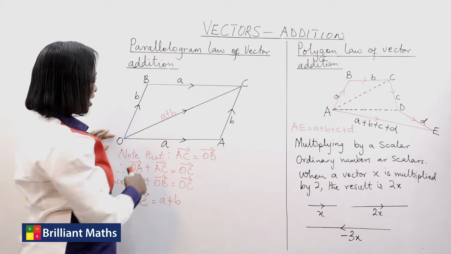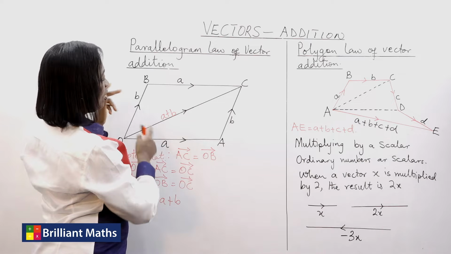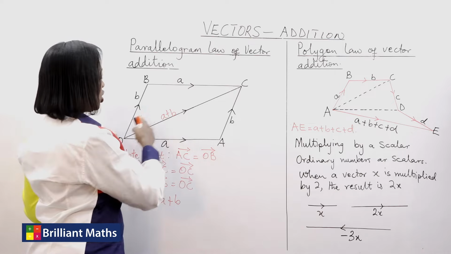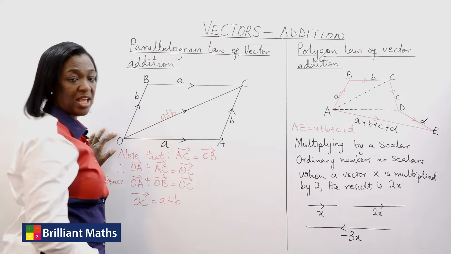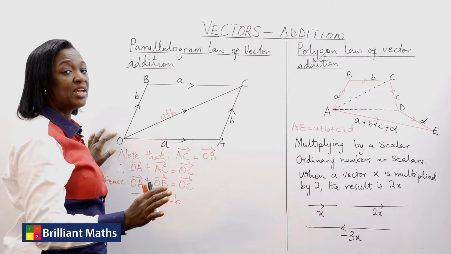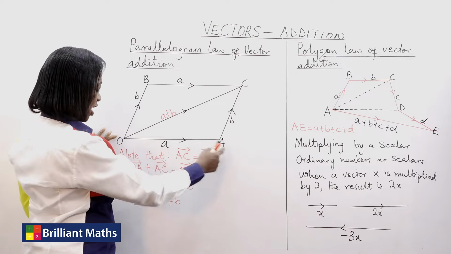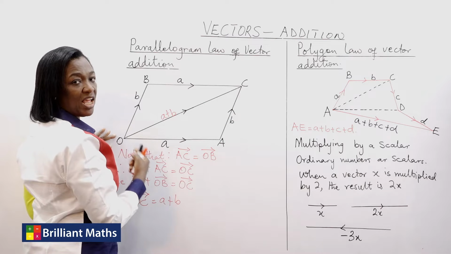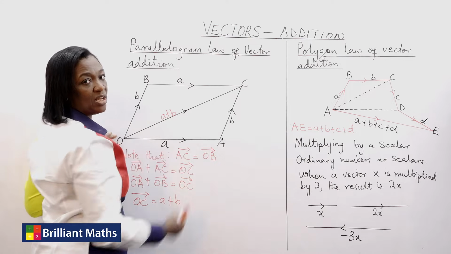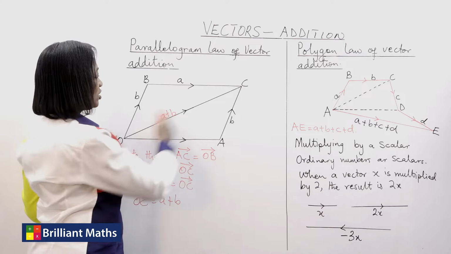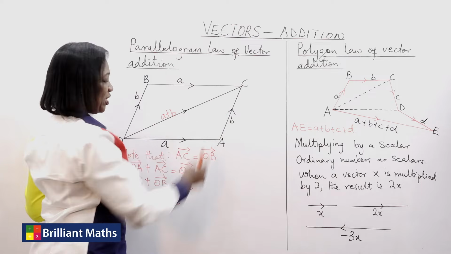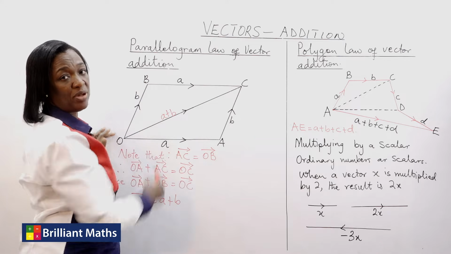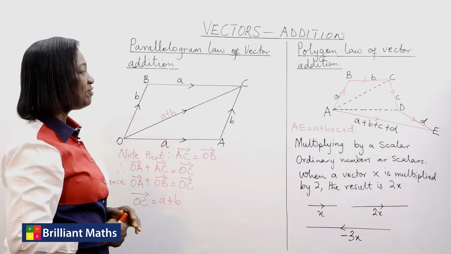So that's saying that to add these two vectors using the parallelogram law, complete a parallelogram, and then use OB instead of AC. This is a law that we will need to work with vectors, that OA plus OB, which is the same as OA plus AC, is equal to OC. So please take note of that, so that our OC is equal to vector a plus b, because OA is a and AC, which is the same as OB, is b. So please take note of that.